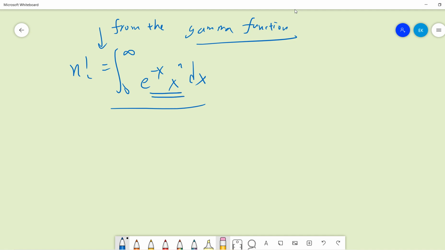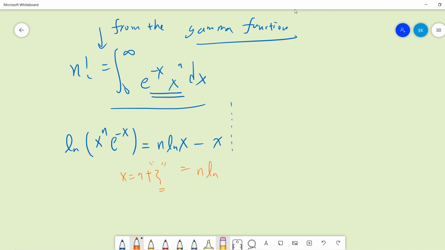But what we would like to do is some manipulation on this kind of term. I want to take a log on this term, so I get n log x minus x. And I want to let x equal n plus some delta, which I call eta, so n plus eta, minus n minus eta.